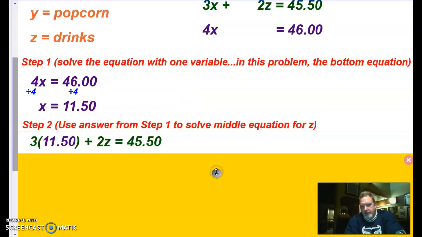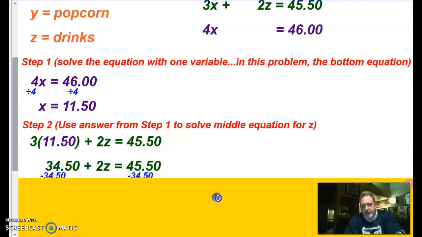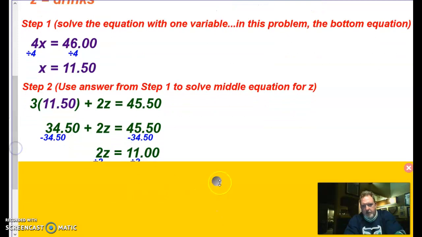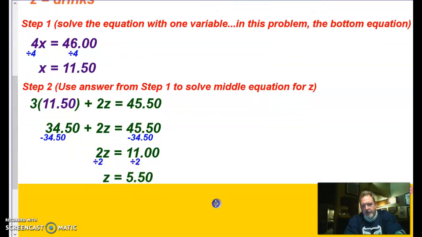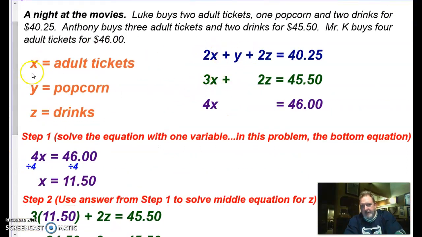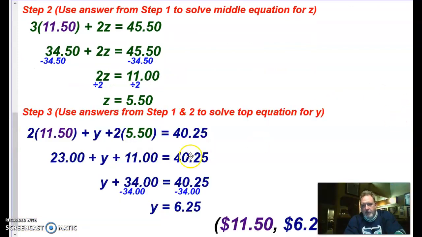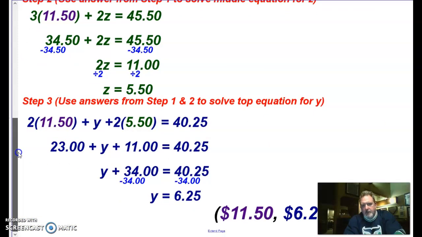So I plug my $11.50 in for x, and once I subtract here, I can move this down. Ultimately, we'll end up dividing, and we figure out that the price for a beverage or soda is $5.50. Now that I have x and z, I can plug that back into the top here and figure out how much this popcorn is going to set you back. And so when we do that, you can see here 2 times our adult ticket price, 2 times the beverage price. That leaves y by itself.